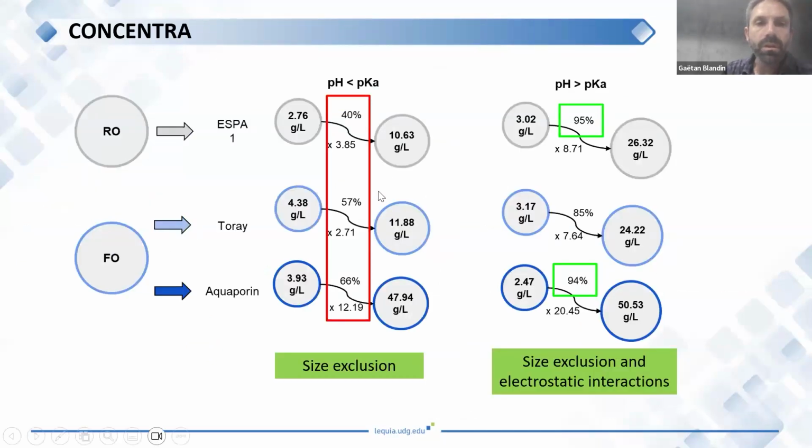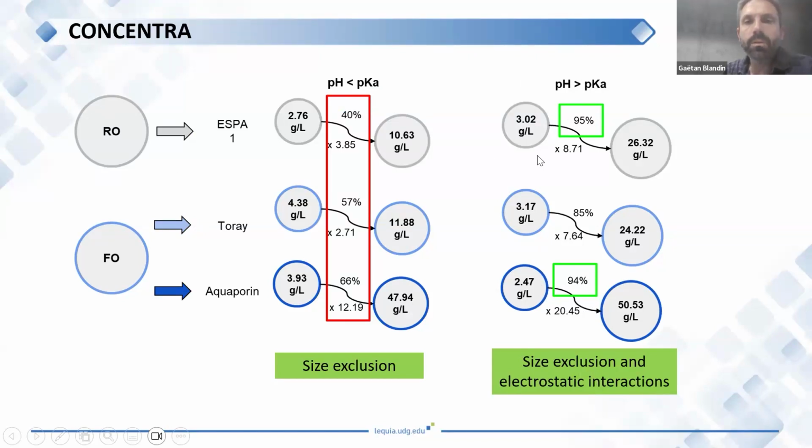And what we saw is that rejection and the efficient concentration of volatile fatty acids is really pH dependent. It depends on the form of the volatile fatty acids. But basically, if you operate at a pH above the pKa of these volatile fatty acids, you have size exclusion by the membranes and also electrostatic interaction that allows you 95 or 94% rejection and efficient recovery.